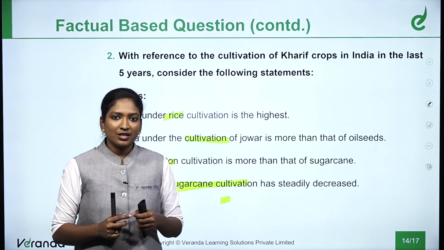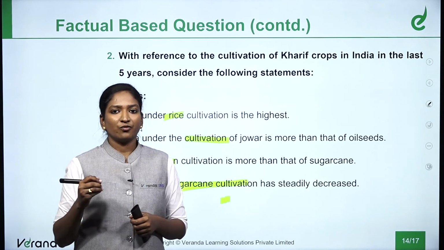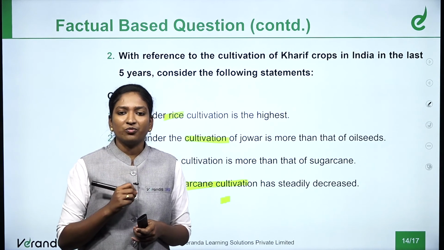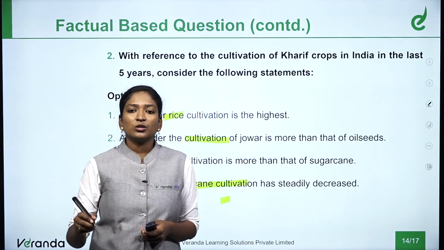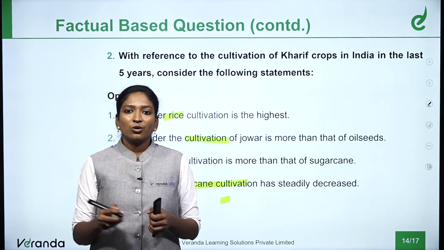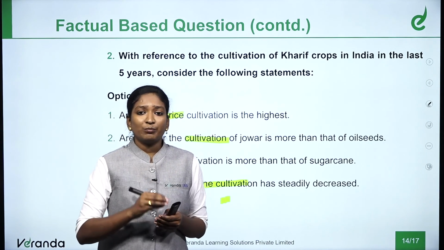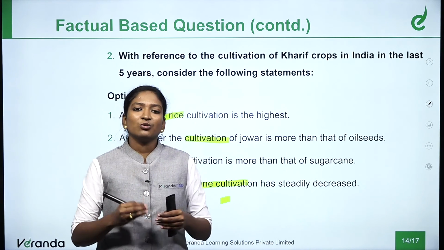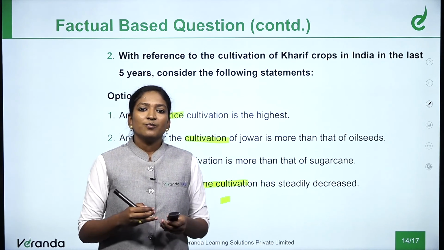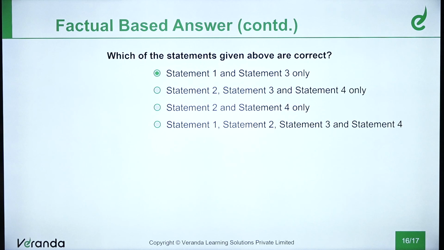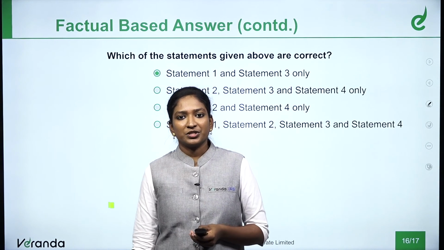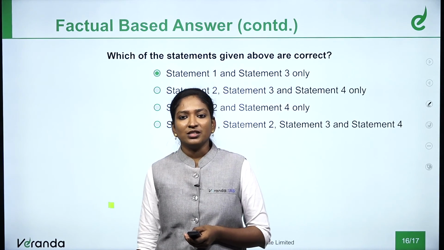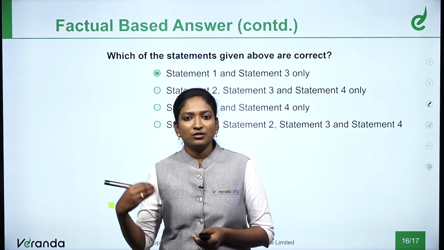To choose a correct answer, we need to first know the factual points and the concepts very clearly: where it is cultivated, when it is cultivated, what crops are cultivated, or else you should know what plants are not cultivated, so that you can eliminate the answer. So, this is what we choose in this question, and this is the answer for the kharif crop question. Statements 1 and 3 only are correct, which are rice and cotton.